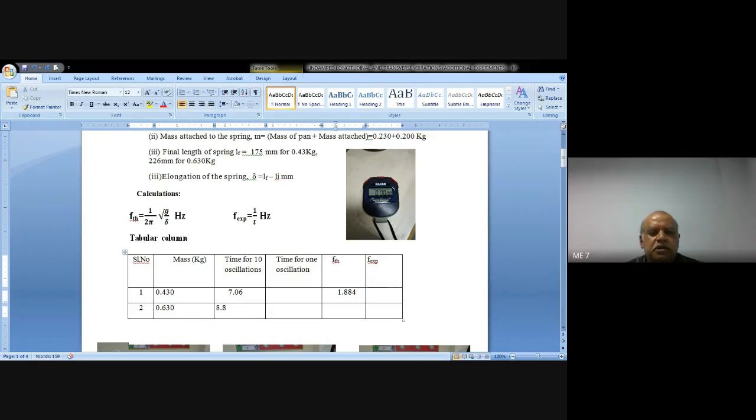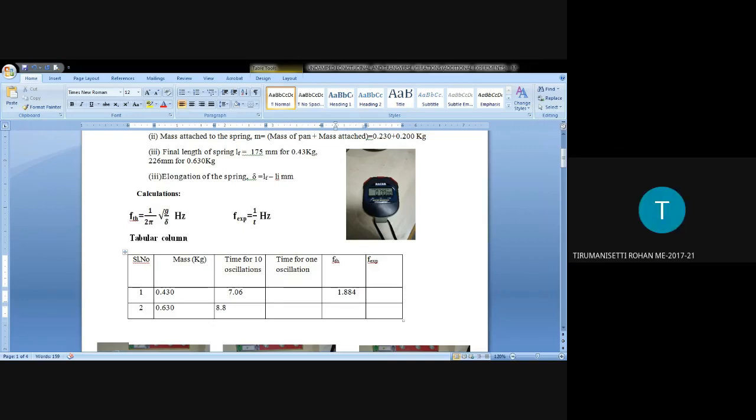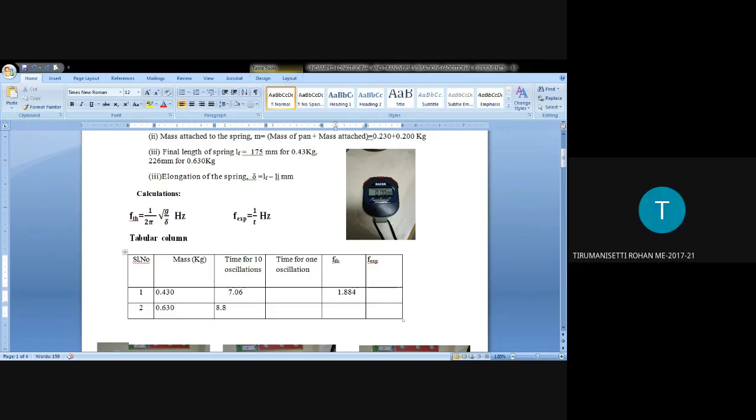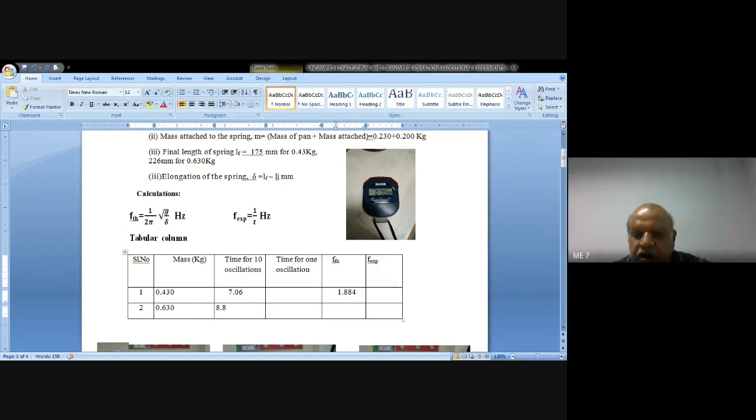What happened? What calculations have you done? How much g have you used? 9.81, sir. Hey, when you are using millimeter down there, how can you use 9.81? Yeah, got it. Use 9810 and then 70 mm, or convert 70 mm to meters. Either way is okay. Are you getting 1.884?